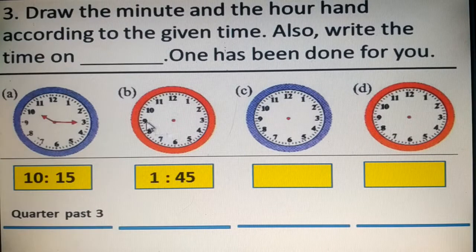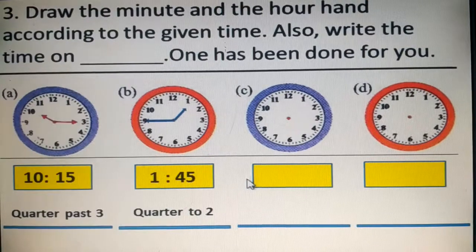and the minute hand is at 9, because 9 5s are 45. This is the hour hand, this is the minute hand, and it can be read as quarter to 2. 2 बजने वाले होते हैं ना जब.